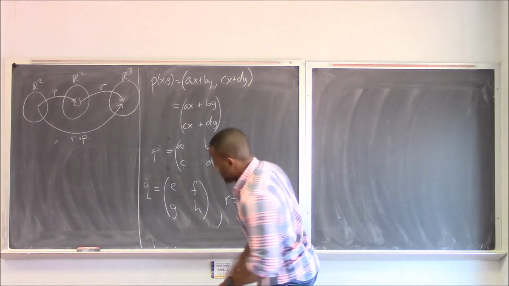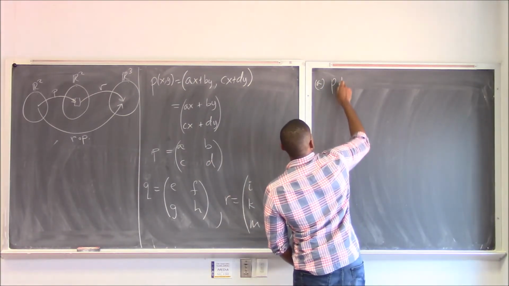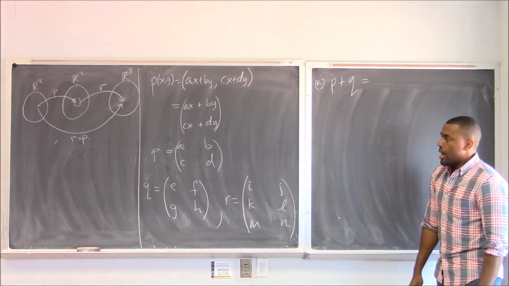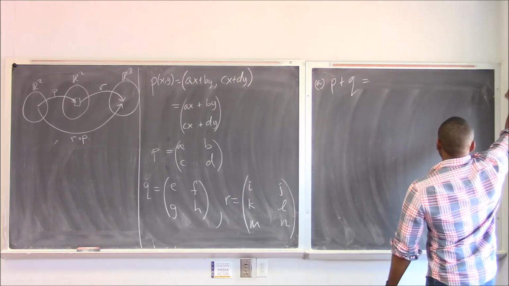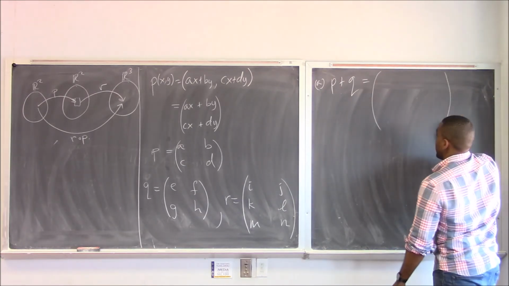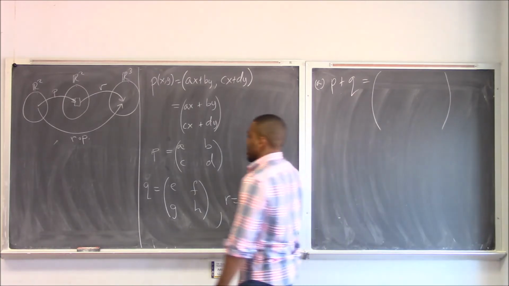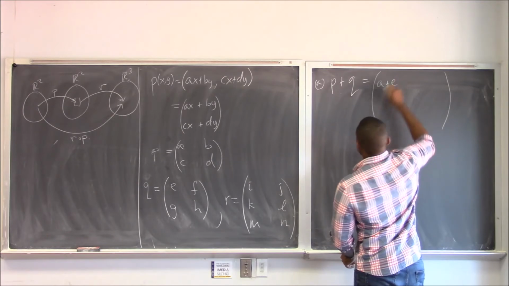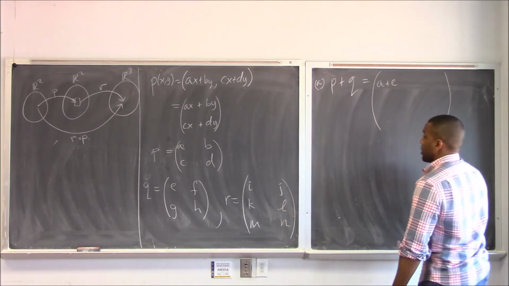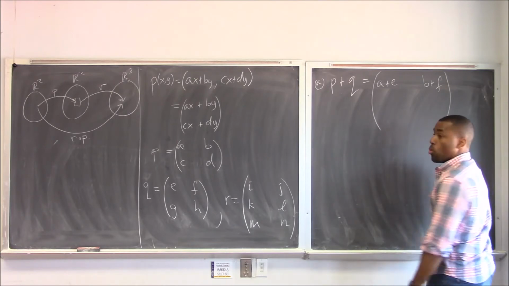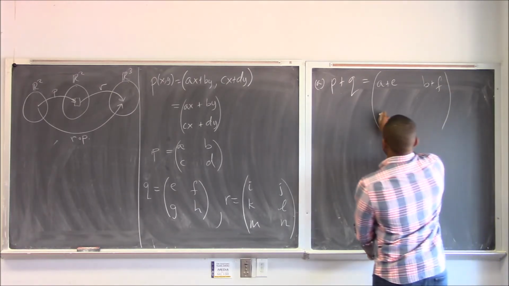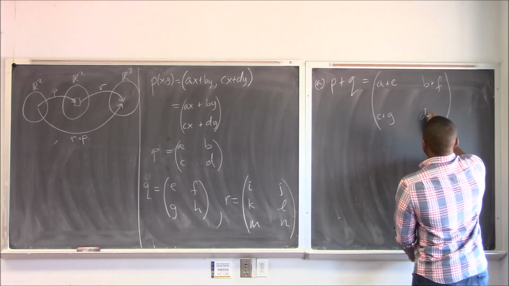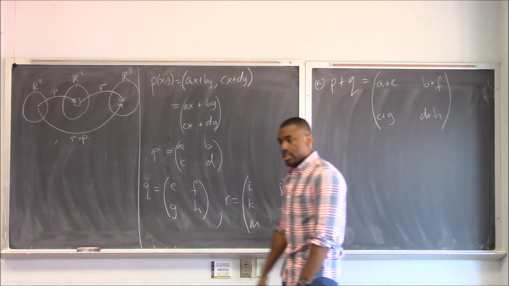Let's look at the operations again. The first thing we tried to do was P plus Q, right? And what actually happened there? You remember that long sentence? You can compare it to what I'm about to write down. You'll notice that the x in the first coordinate was given by a plus e, was the coefficient of the x in the first coordinate. B plus f was the coefficient of the y in the first coordinate. C plus g is the coefficient of the x in the second coordinate. D plus h is the coefficient of the y in the second coordinate.